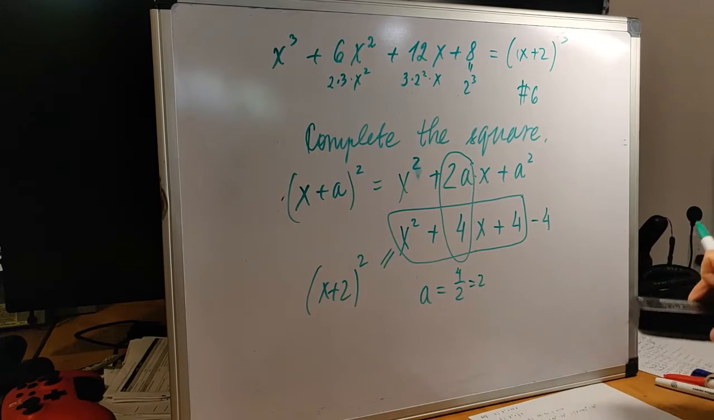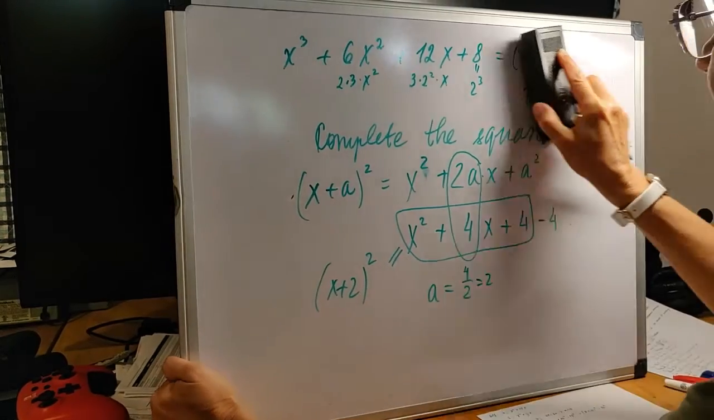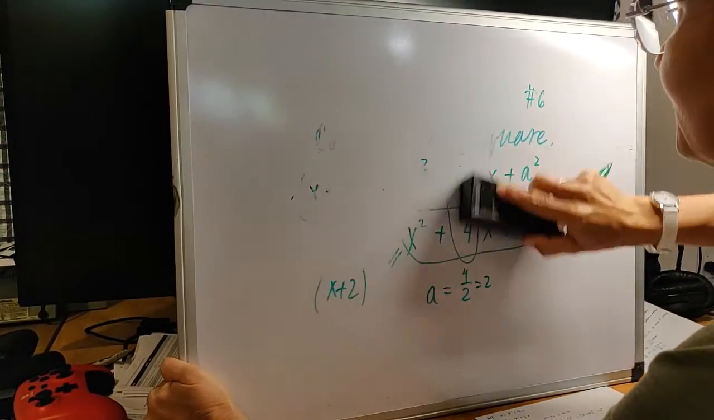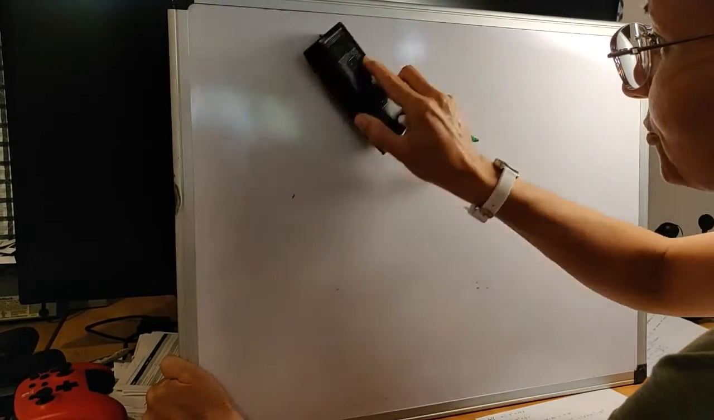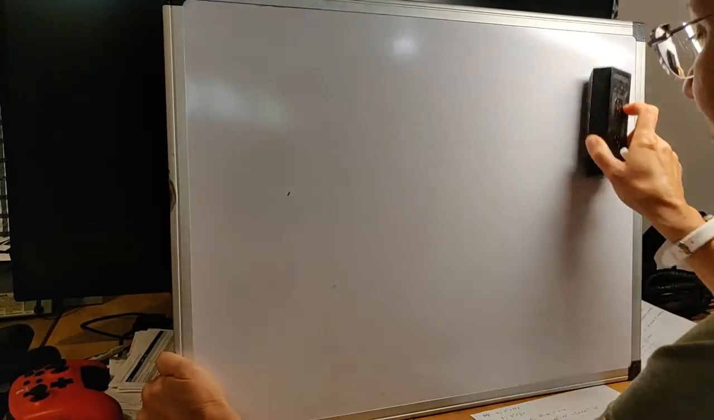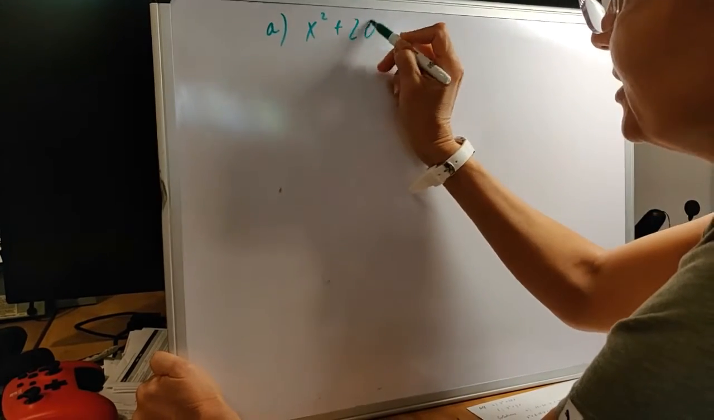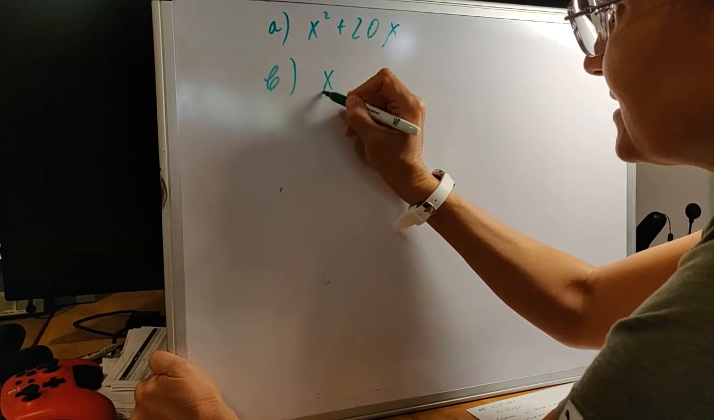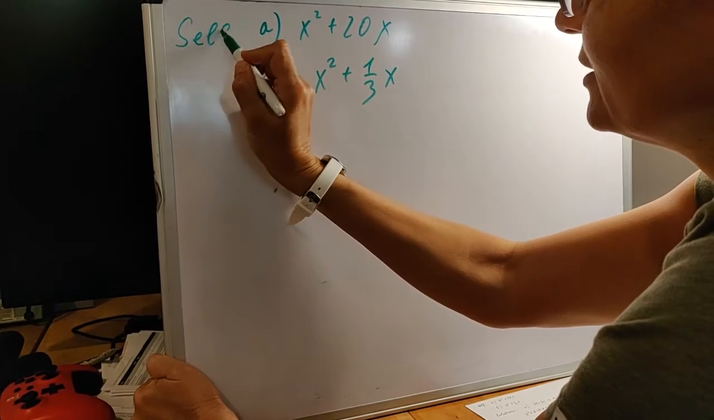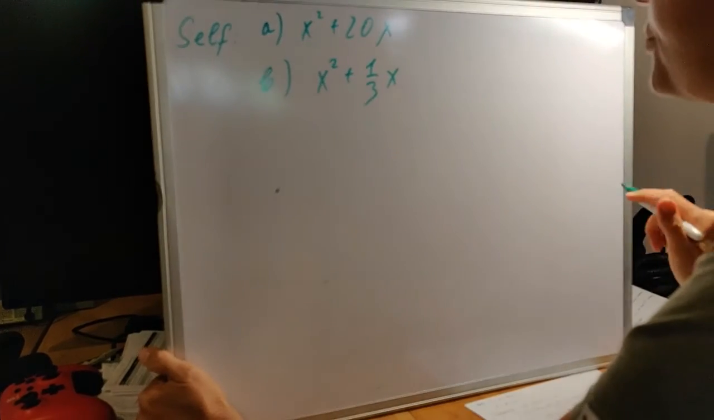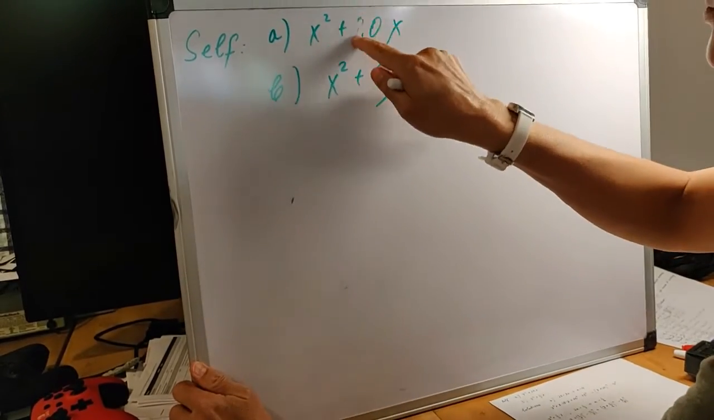Okay? Well, I want you to complete 2 squares here, and that's going to be self-work. And guys, if you need more examples of completing the square, you can just pick any binomial with x squared and complete the square. So, self-work problems. A, x squared plus 20x. And problem B, x squared plus 1 over 3x. So try these two problems by yourself for 5 minutes, and then I'm going to show you solutions. I'm going to count to 5, and you can stop the video.